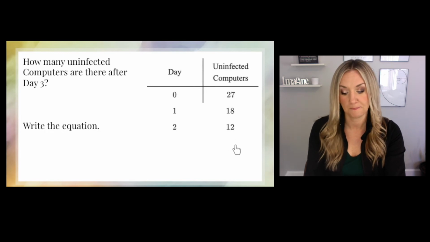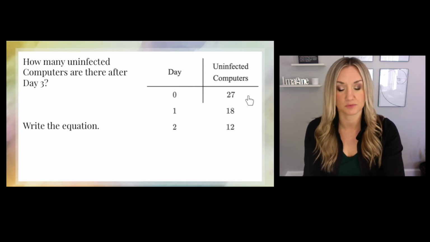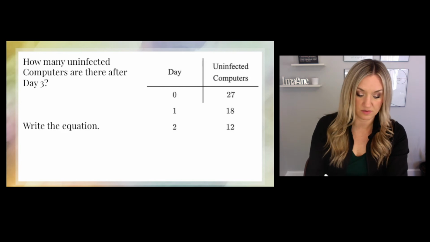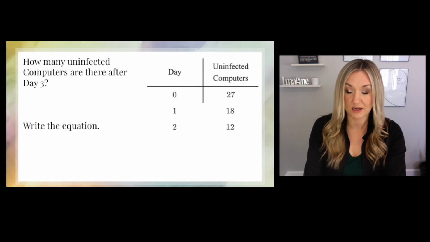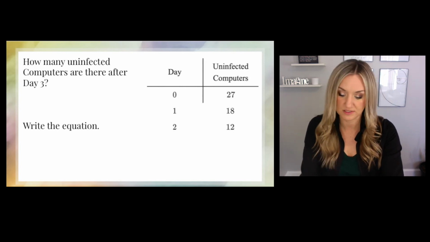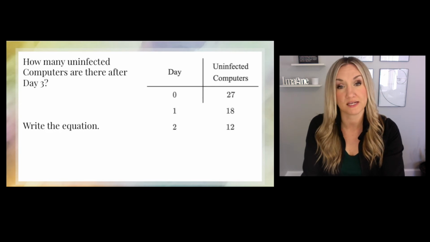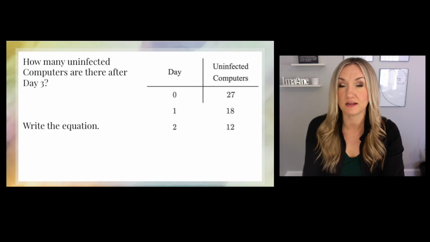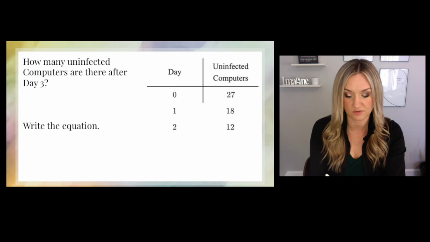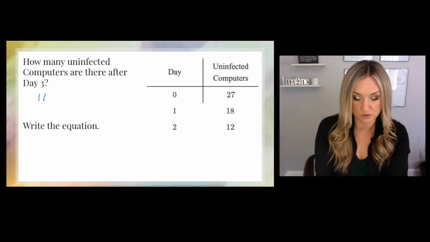All right, so now we would like to see how many unaffected computers there are in day 3. First, we need to find the multiplier. What are all these unaffected computers going down by? Well, what I would do is recognize that the number is going down, and because it's going to be an exponential function, I would like to divide. So I am going to do 18 divided by 27.